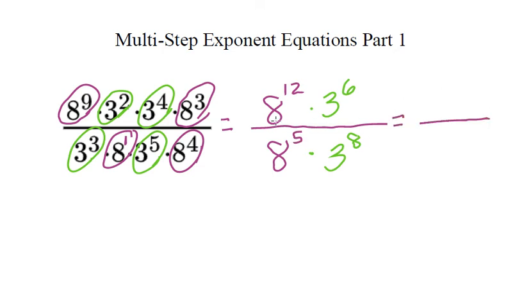So now we're getting very close to being finished here, but we can only have one of each base in a final answer. So I have an 8 in the numerator and the denominator, that's no good. So I need to only have one 8. So I need to think about where it goes in the final answer. Well, in the numerator, I have 8 to the power of 12, and in the denominator, I have 8 to the power of 5. 12 is bigger, so my 8 lives here in the numerator, and that is 8 to the power of, well, 12 is how much bigger than 5? That's 12 minus 5, so that's 8 to the power of 7.